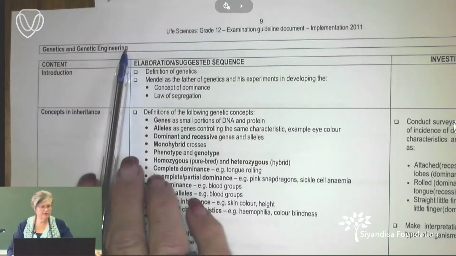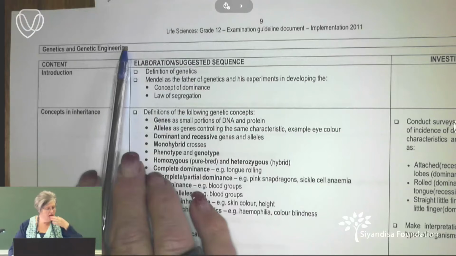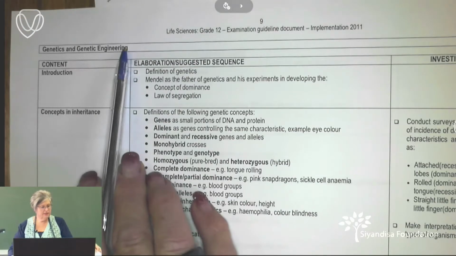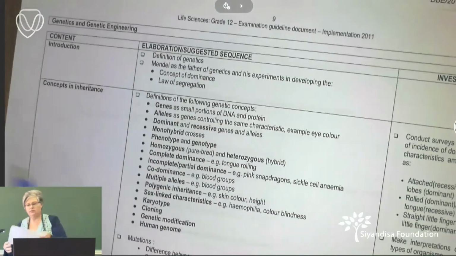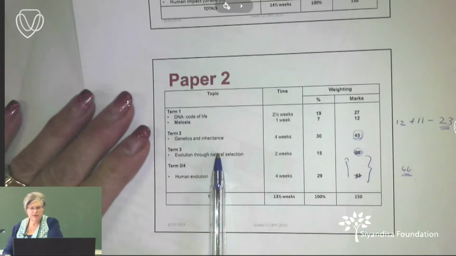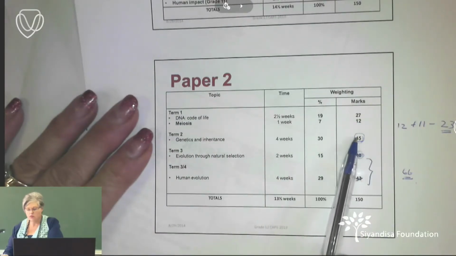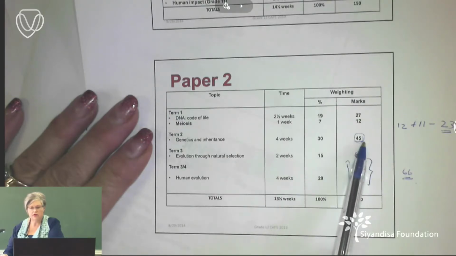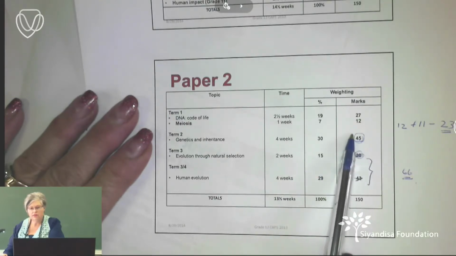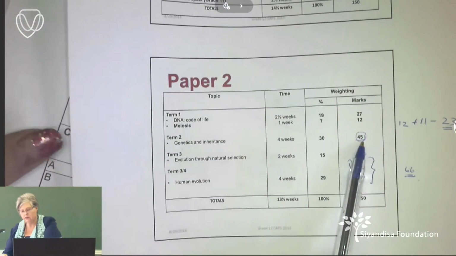Now, if we quickly look at the contribution of genetics in our exam paper, we see that it is in paper 2 and that it is 30%, 45 marks of a total of 150. So very important, if you don't understand genetics, this is the one that can cost you an A. It is very well represented in the question paper.